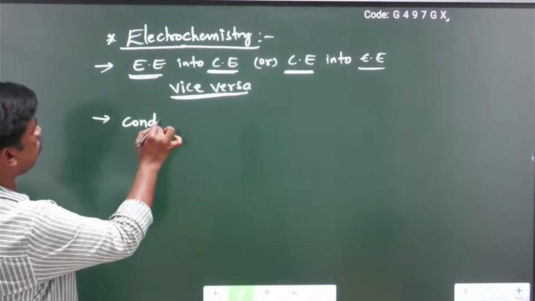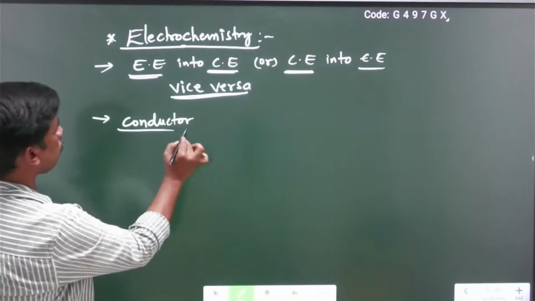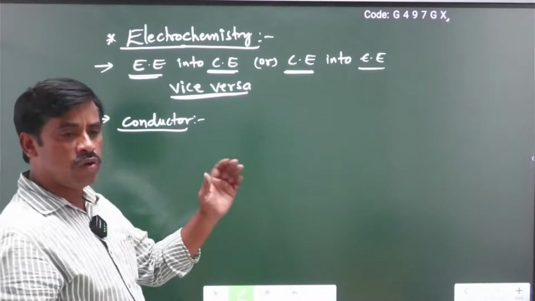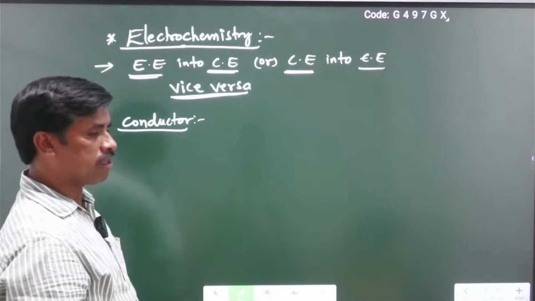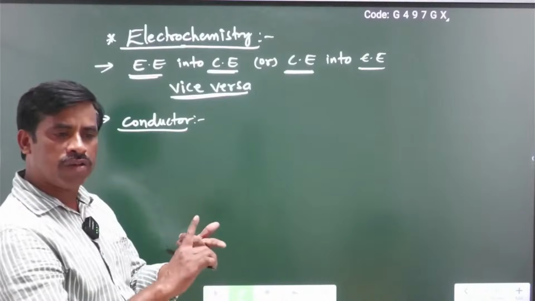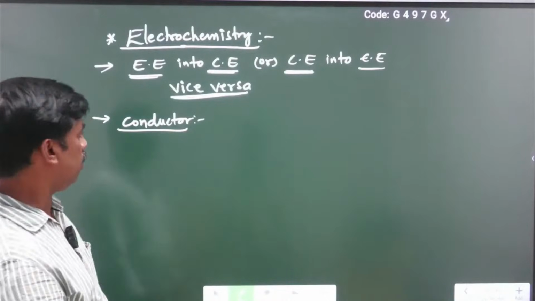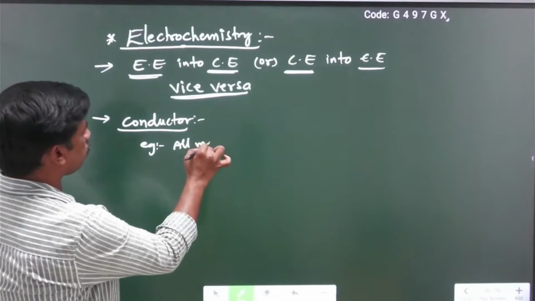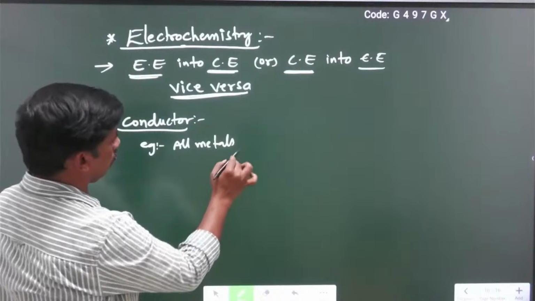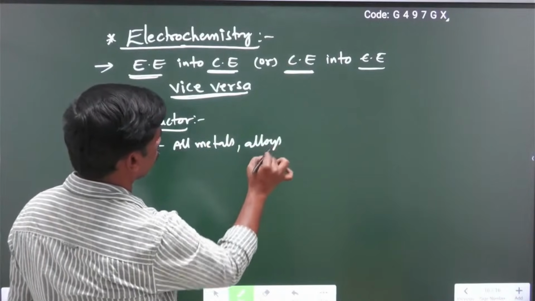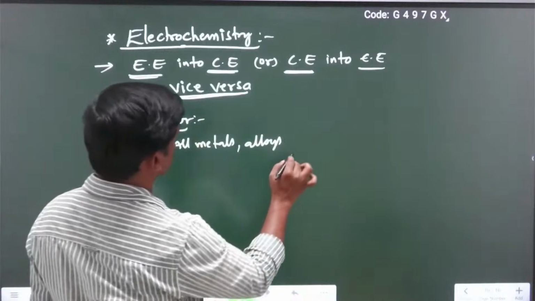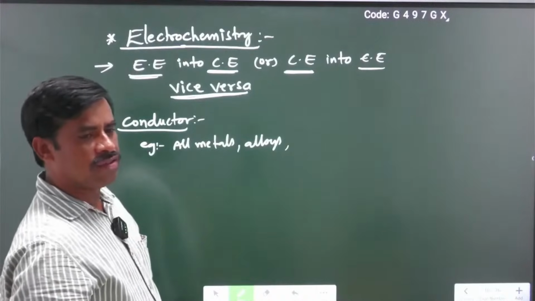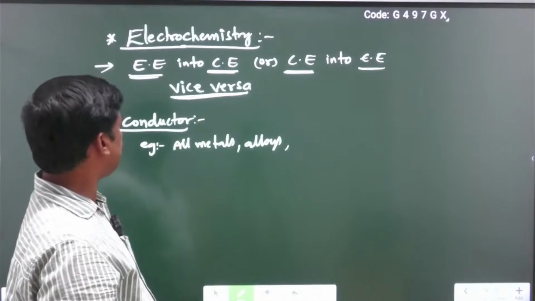Now I would like to introduce the conductor. What is meant by a conductor? A substance which allows the passage of an electric current through it is called a conductor. What are the examples? All metals, alloys, fused salts, acids, bases, etc. are all conductors.